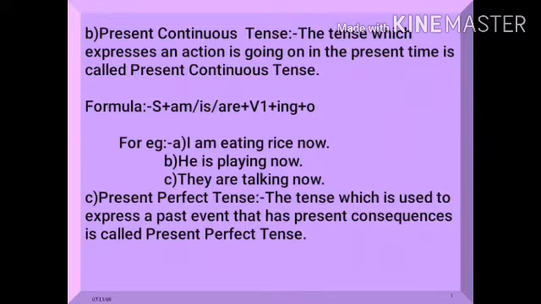Now present perfect tense, the tense which is used to express a past event. Again I am repeating, the tense which is used to express a past event that has present consequences is called present perfect tense. That means the action which already happened but the consequence or the outcome is present, so that tense is called present perfect tense. So if I say that I have eaten my dinner, so that means now the consequence is present. That means I am full, I can't take dinner, or I can't eat anything right now.